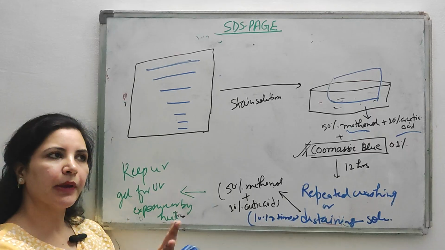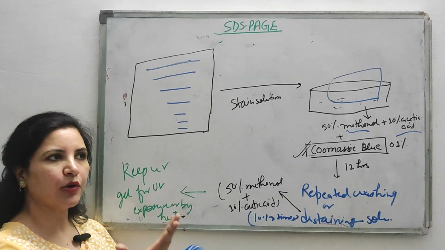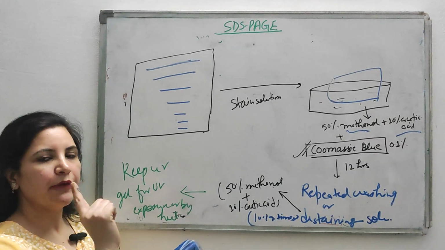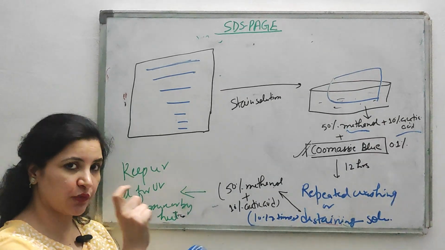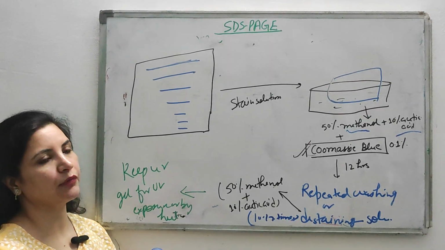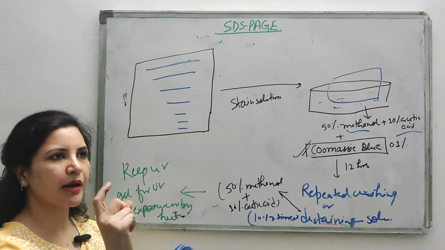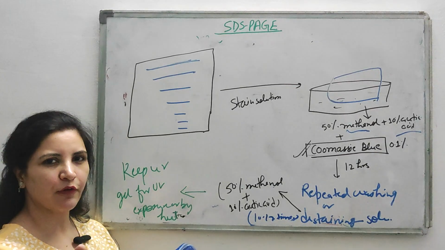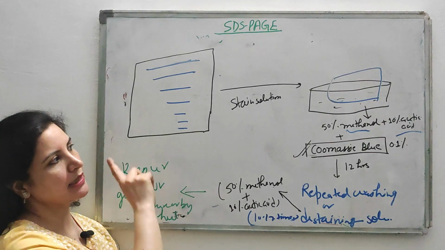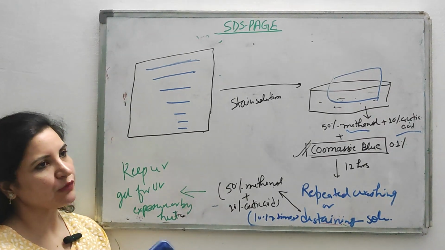And how will you compare your protein band? You compare your protein band's molecular weight on the basis of the marker protein which you have put in the first well. By this you can easily compare what is the molecular weight of your protein. So you can easily understand, okay, this protein having this kind of molecular weight means this protein is this one.